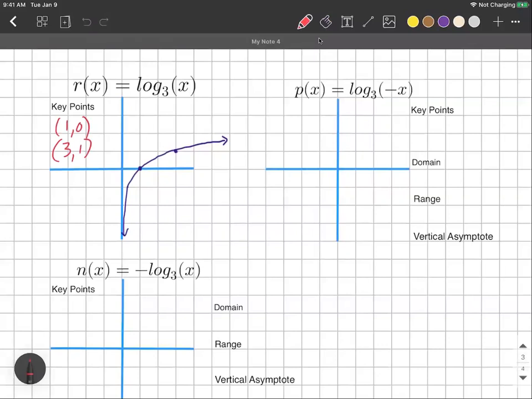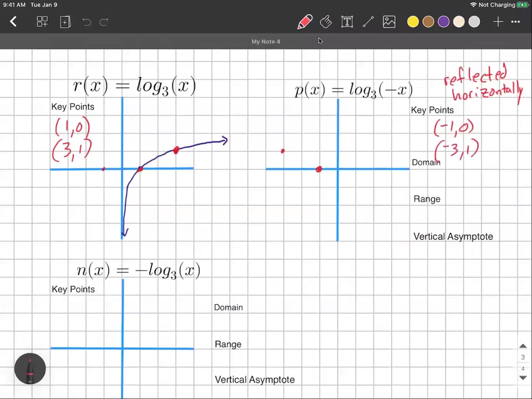If we attach a negative directly to x, things are going to move horizontally. So let's say that's reflected horizontally. So what's happening is we're moving left and right. So this point that was at 1, 0 is going to jump all the way across the y-axis, and it's going to go over to negative 1, 0. And this point that was at 3, 1 is jumping all the way across, and it's going to go to negative 3, 1.